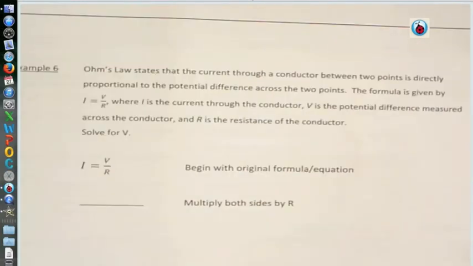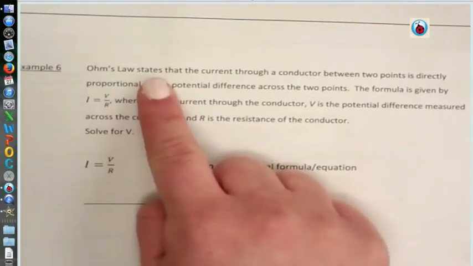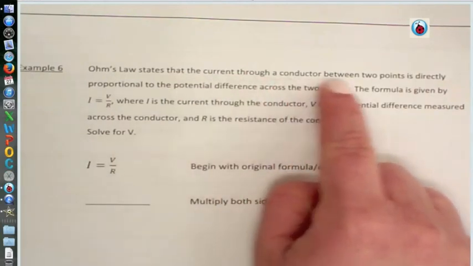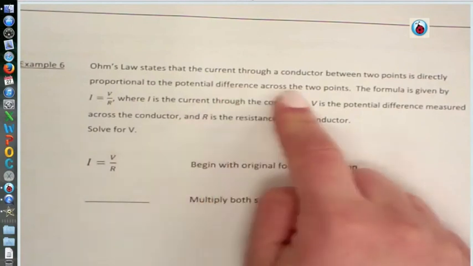So this is another physics problem. If you're an electrician, you deal with Ohm's law quite a bit. Or if you're any sort of mechanical engineer, Ohm's law comes into play. So let's take a look. All right, example 6. Ohm's law states that the current through a conductor between 2 points is directly proportional to the potential difference across the 2 points.